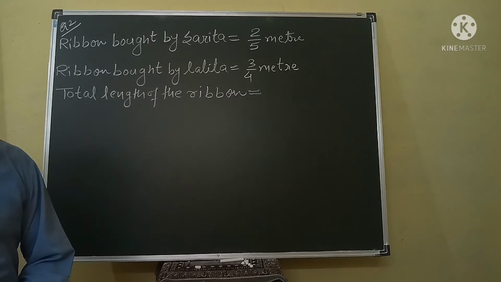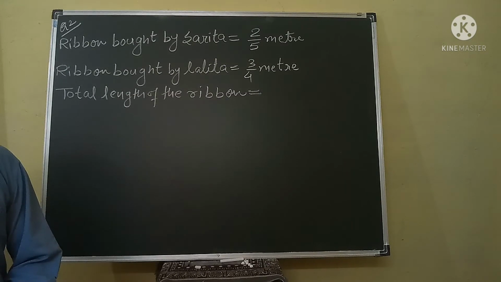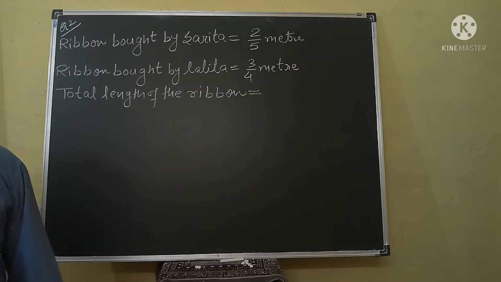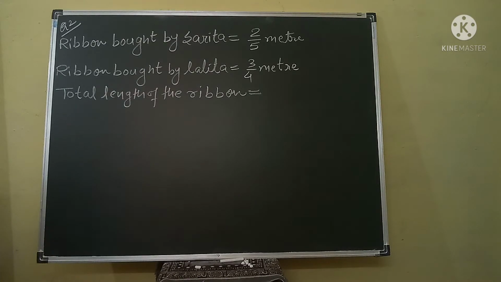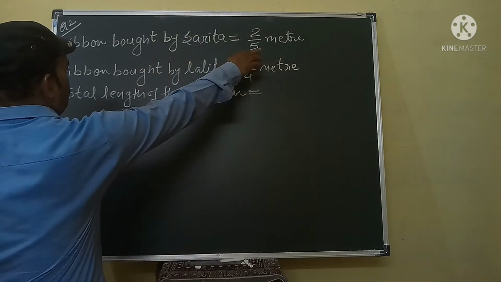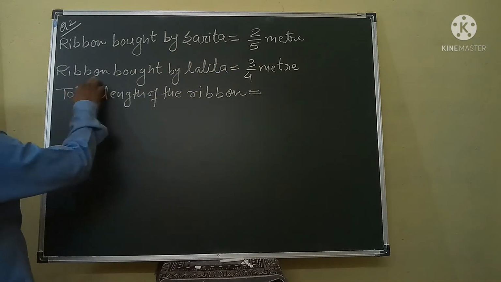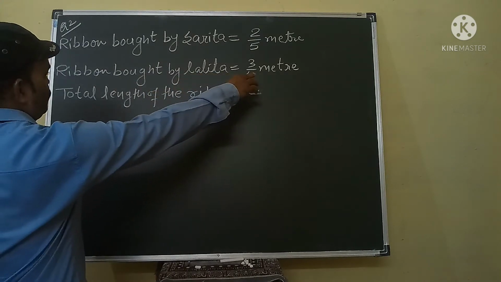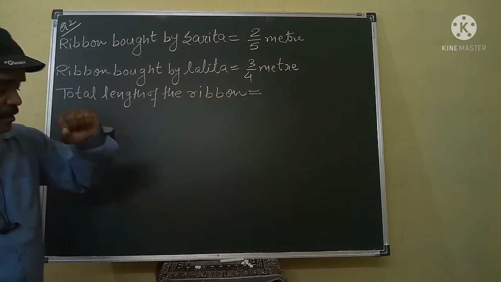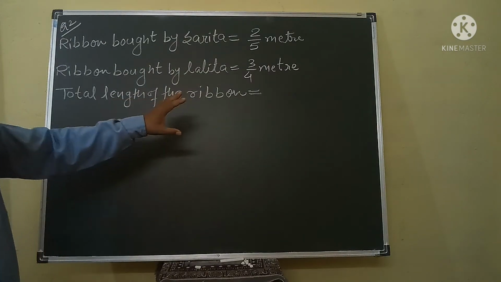Your question number 2 is: Sarita bought 2 upon 5 meter of ribbon and Lalita 3 upon 4 meter of ribbon. What is the total length of the ribbon they bought? In this question, as you are looking, ribbon bought by Sarita is 2 upon 5 meter. Ribbon bought by Lalita is 3 upon 4 meter. In this question, we will find out the total length of the ribbon they bought.